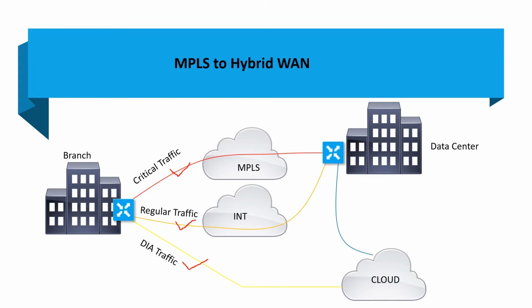And the reason behind doing it, let's say I have some traffic which goes from branch to data center, and from the data center it reaches the cloud. So it adds latency, and you need some extra internet capacity at your data center. To reduce the latency and get better performance, you can redirect that traffic over DIA.